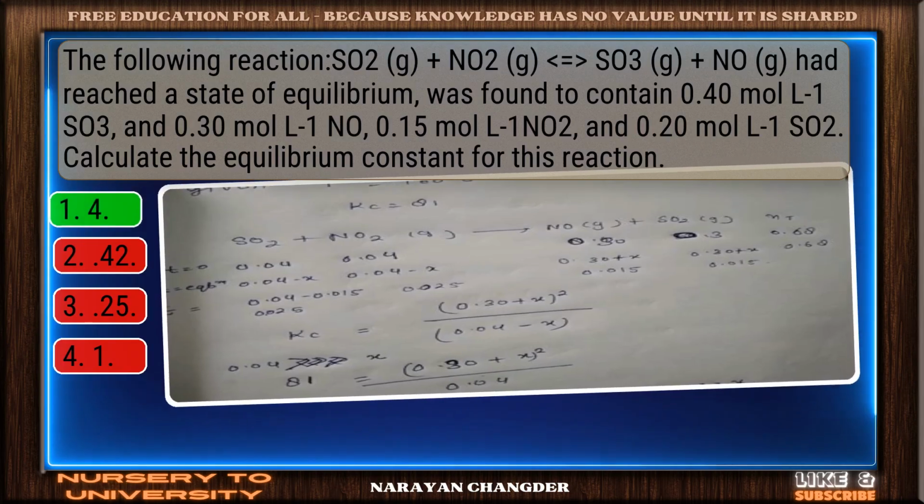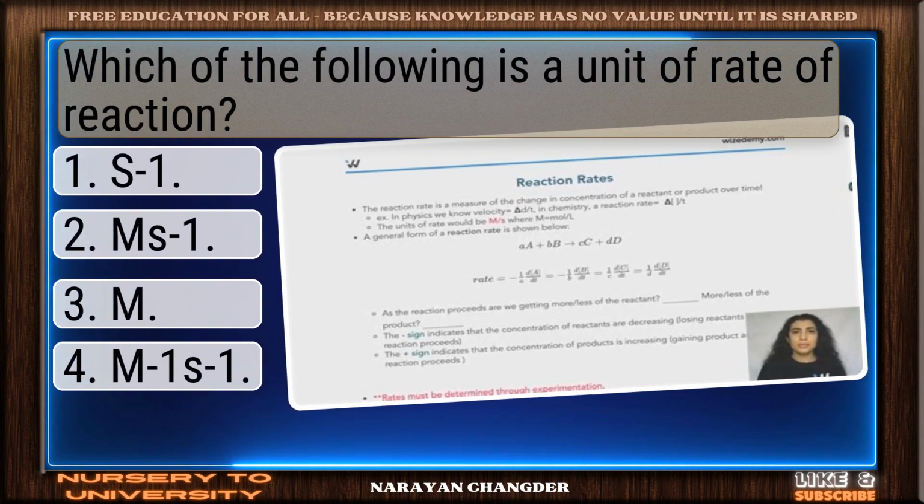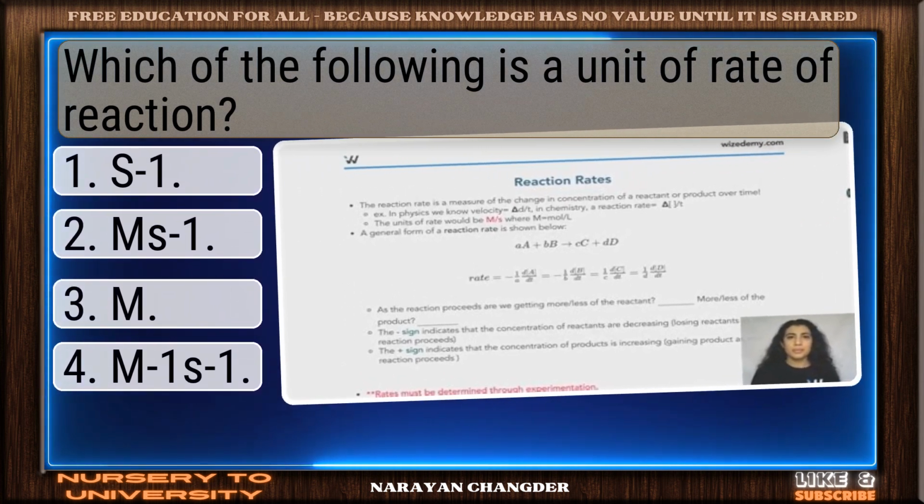You're on fire. Which of the following is a unit of rate of reaction? Option 1, s^-1. Option 2, M s^-1. Option 3, M. Option 4, M^-1 s^-1.